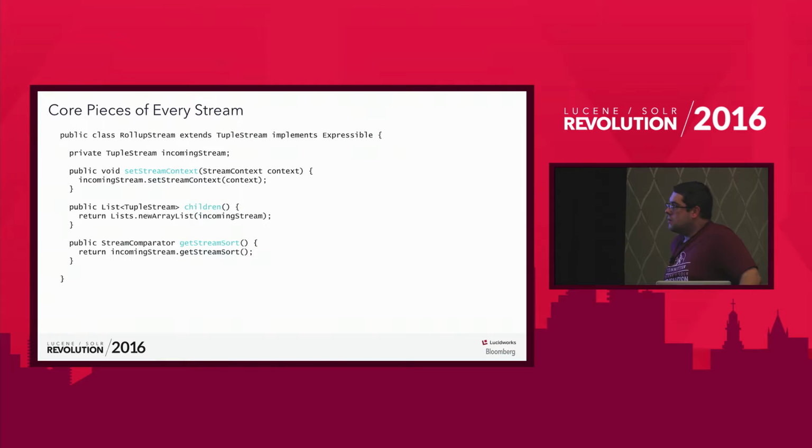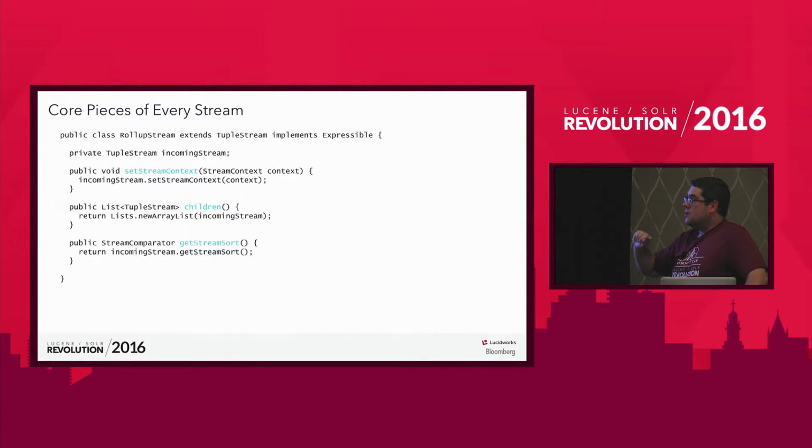The get stream sort is, I find, kind of interesting, because what this allows us to do is validate the order in which tuples are coming out of our incoming streams. There are certain streams where the order of the tuples coming out is very important. The rollup stream is one of them, right? So the rollup stream is expecting the incoming data to come in sorted by whatever the field you're doing the grouping over is. So we're expecting this to be sorted by owner ID in the example we've been looking at.